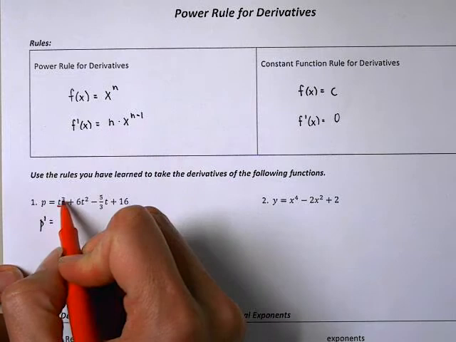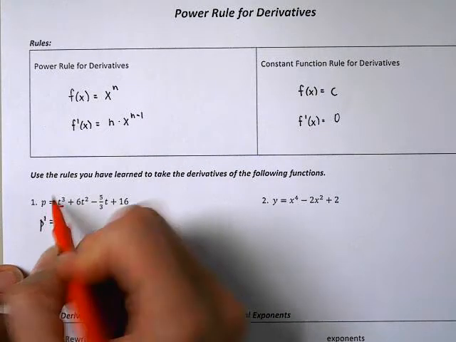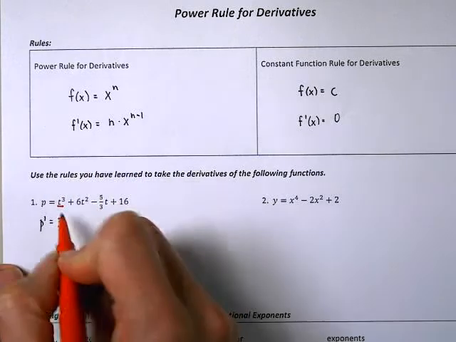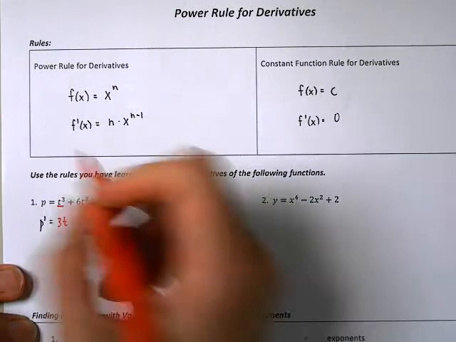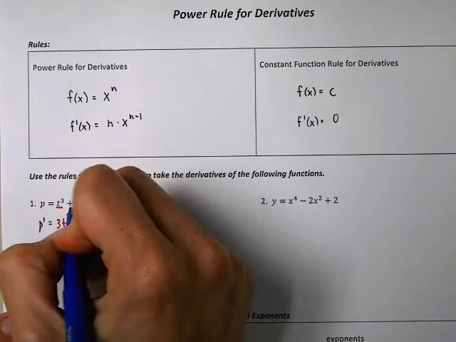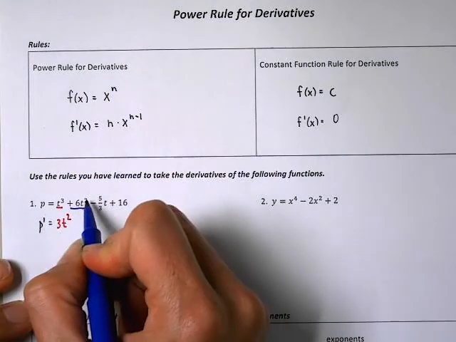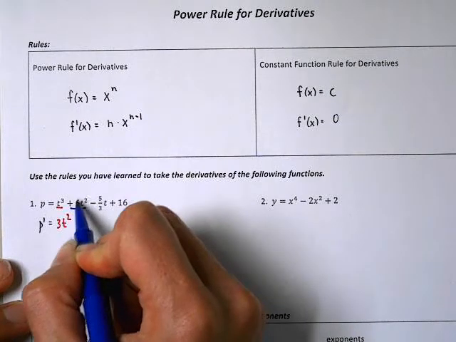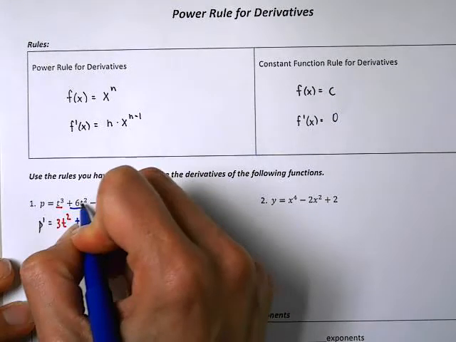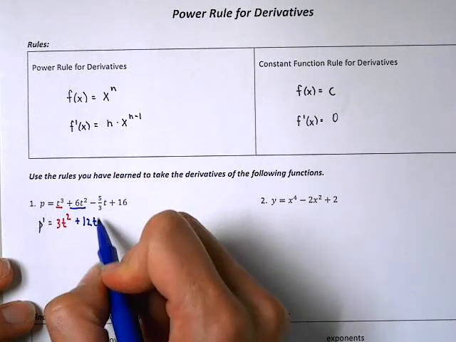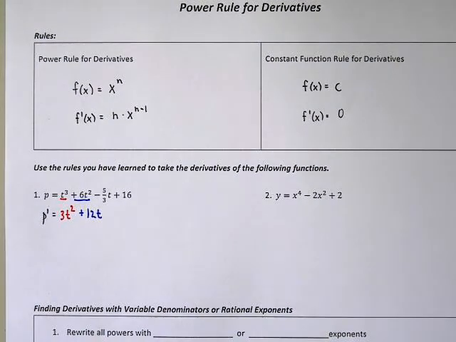So my rule said to take that exponent and bring it down, multiply it, so I have 3. My variable stays the same, and now I subtract 1 for the exponent, so 3 minus 1 gives me 2. So that's my first term. My next term is a positive 6t squared, so I'm going to take that exponent and multiply it. Here I have a coefficient, so I'm just going to multiply those together. So 6 times 2 gives me 12. I have my variable t. Now 2 minus 1 just gives me 1, so I'm not going to write that in.